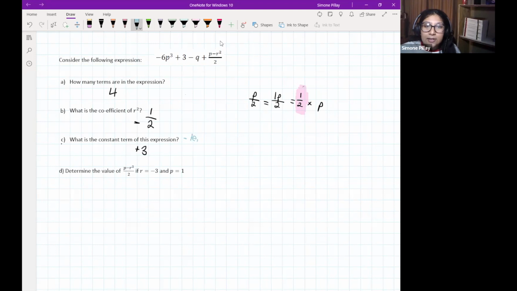A constant is a term with no, look at my handwriting because I'm trying to write straight. I don't know what happened. Maybe I'm not sitting in the right place. Wait.